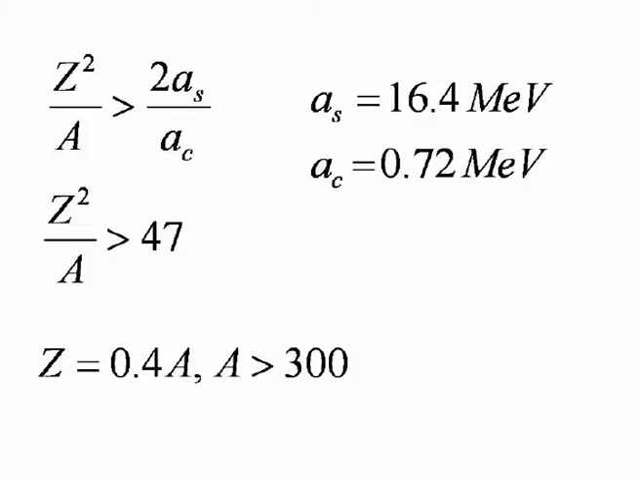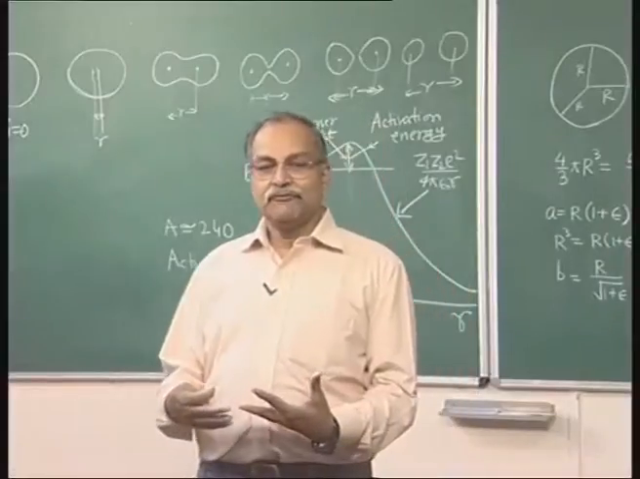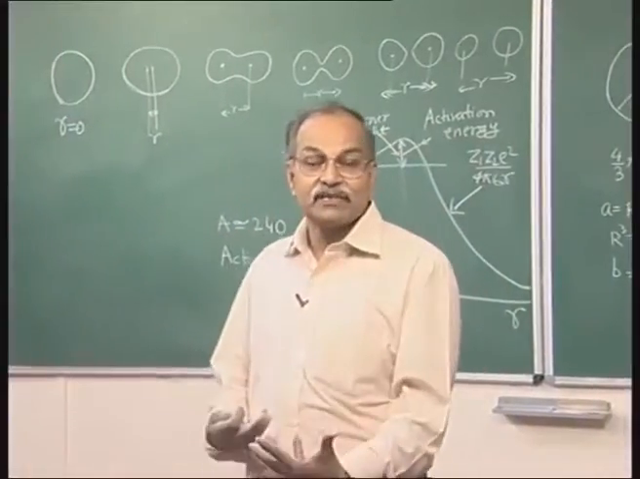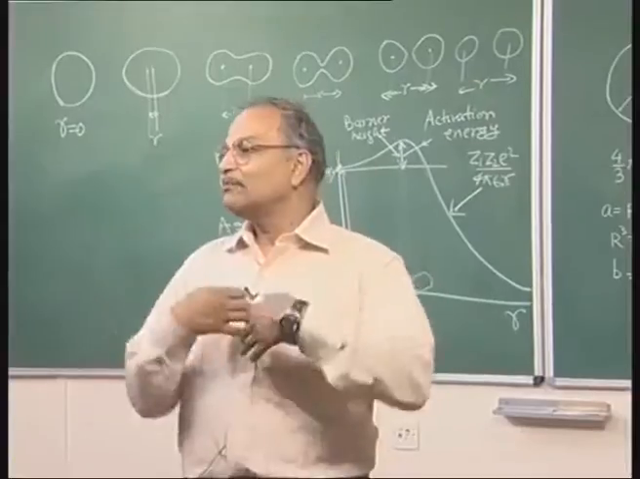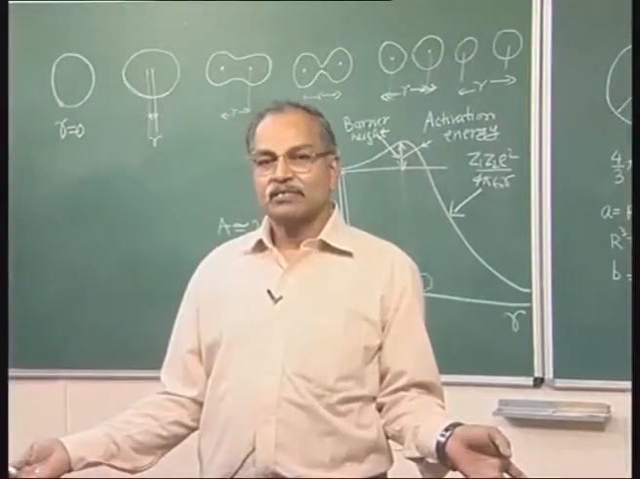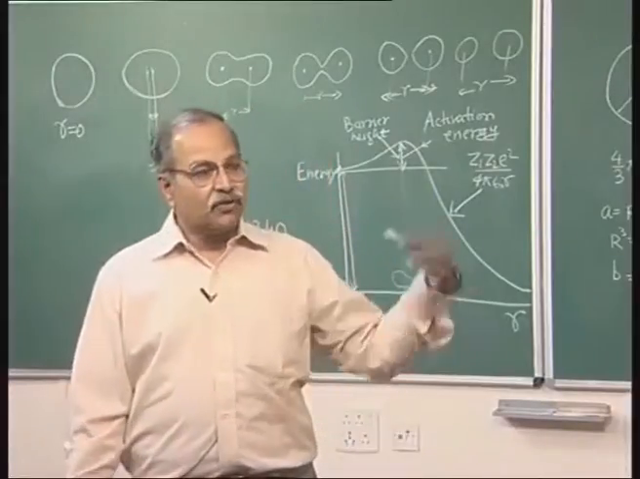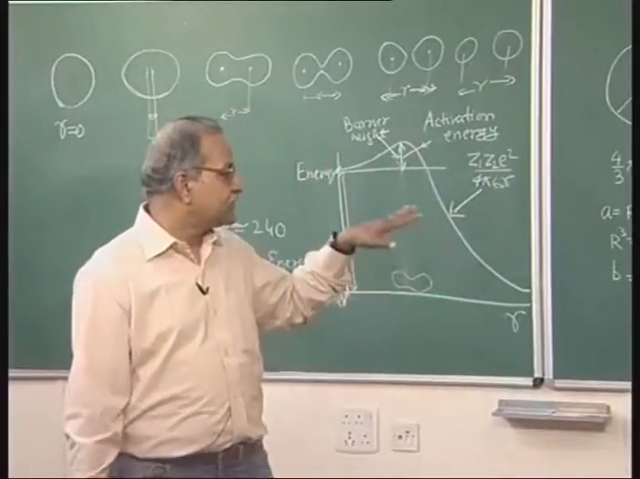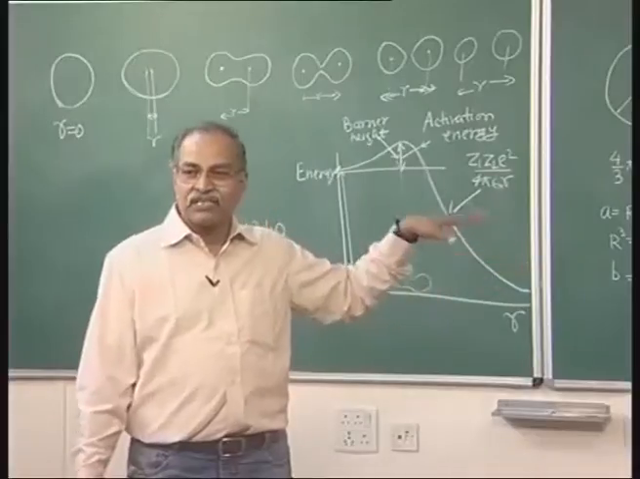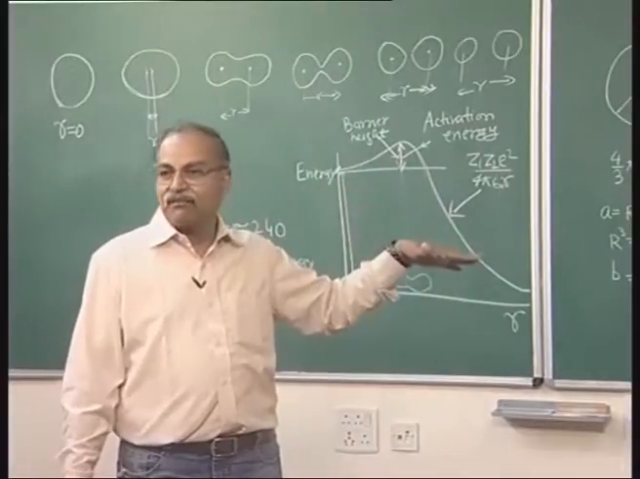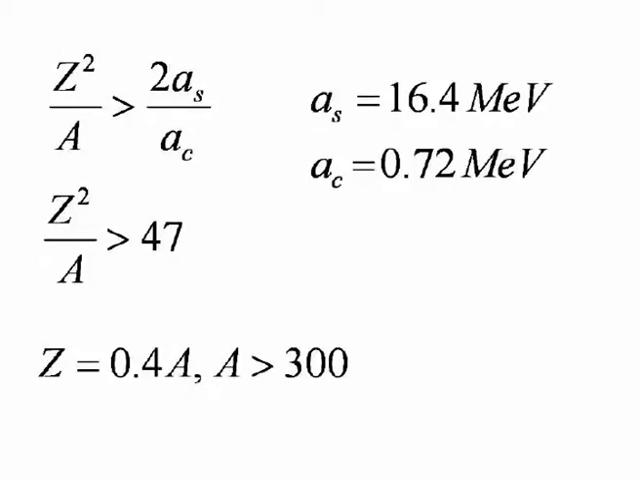So, if you take this value, this relation will say that A is roughly greater than 300. So, these calculations will suggest that if you somehow create a nucleus with A greater than 300, it will immediately fission in 2 parts, because there is no potential barrier. So, this is all about the spontaneous fission, or fission by itself, and rest mass energies and so on.